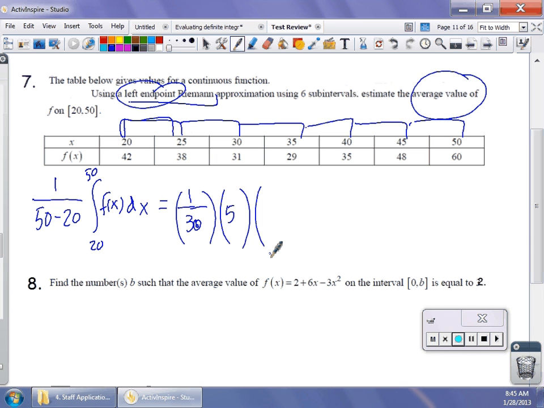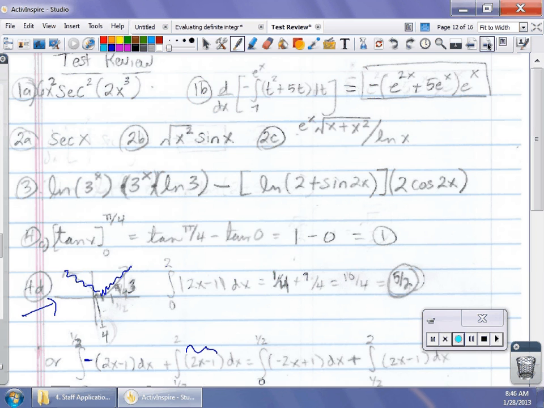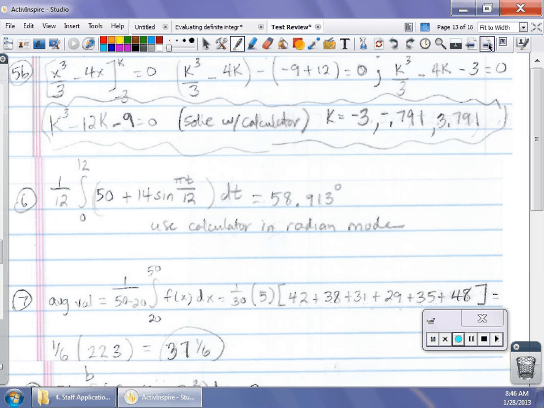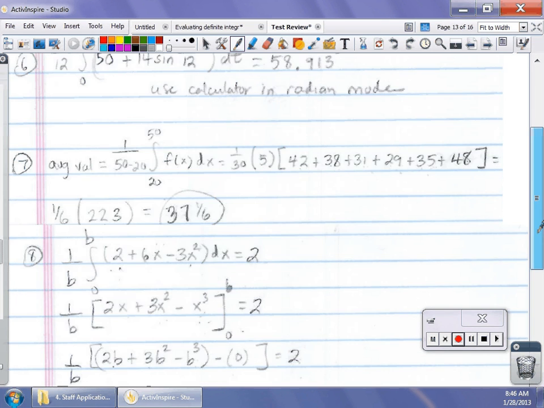And then I'm going to multiply by the height, so I'm going to have the first left endpoint. Remember, the last one doesn't come into play, so I have 42 plus 38 plus 31 plus 29 plus 35 plus 48, which you can see on the answer sheet, turns out to be 37 and 1/6.